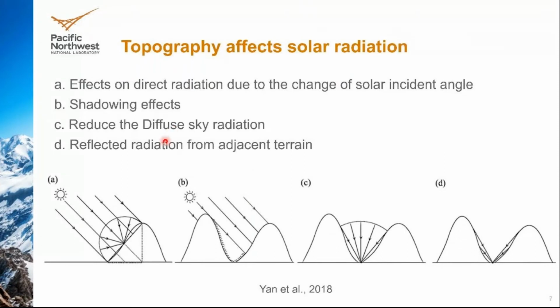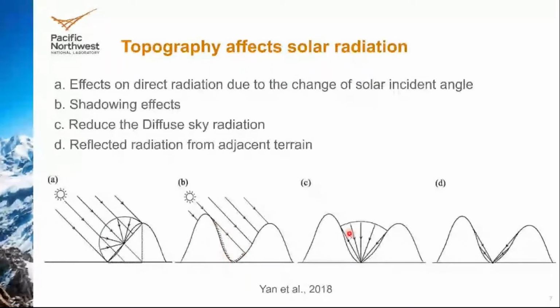Okay, but how can the topography affect the solar radiation? This figure shows four aspects. First, the incoming radiation can change just because of the inclined slope, which changes the incoming direct radiation. And in mountains, due to the obstruction by itself or other adjacent terrain, it can cause self shadow and cast shadow. These regions cannot receive the direct radiation.